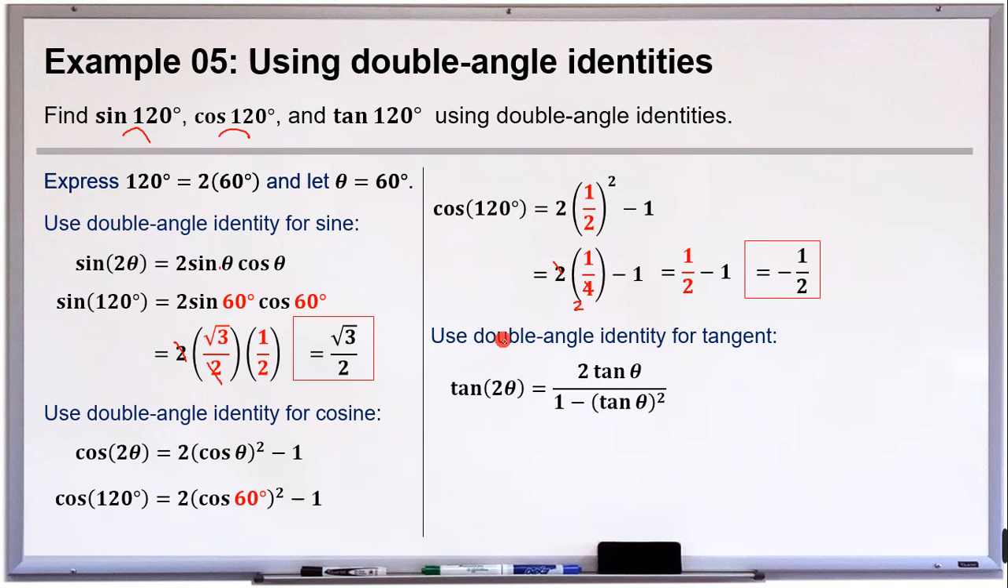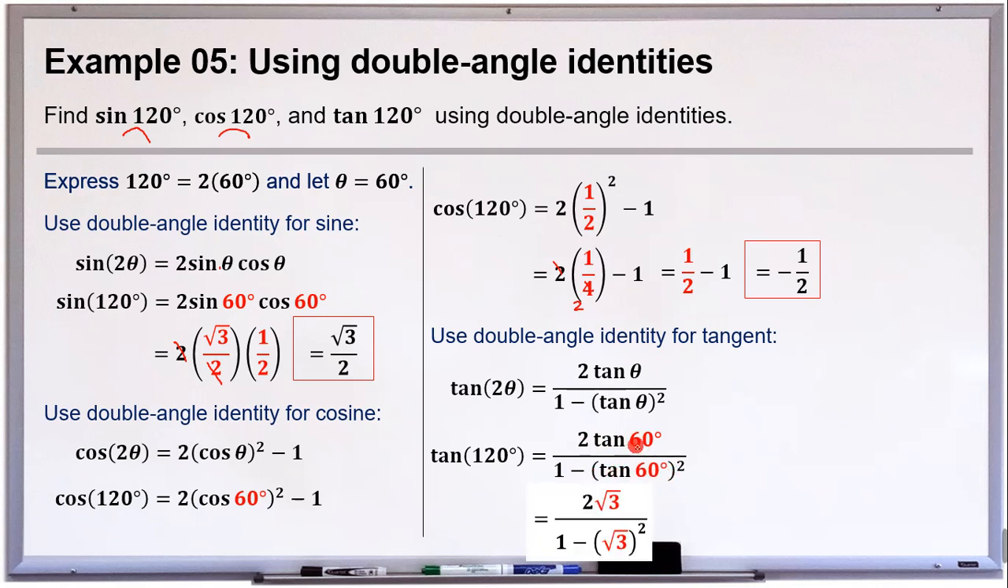And lastly, for the tangent, we're going to use the double angle identity for tangent. That's tangent 2 theta is equal to this expression. So next is substituting the values. Theta is 60 degrees. So we have here tangent 120 is equal to 2 times the tangent of 60 over 1 minus the tangent of 60 degrees squared. Now the tangent of 60 is equal to square root of 3.